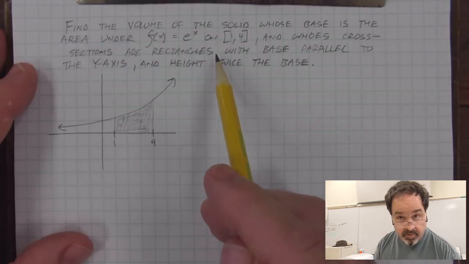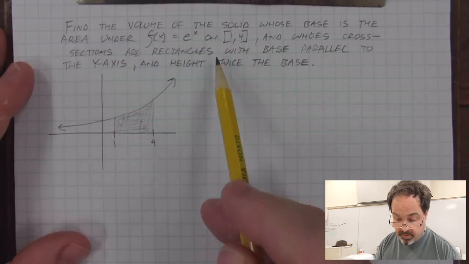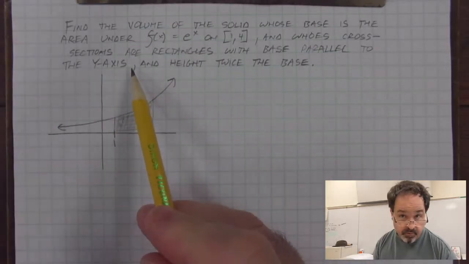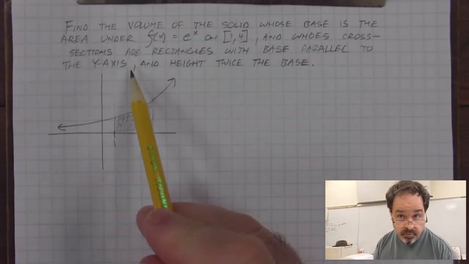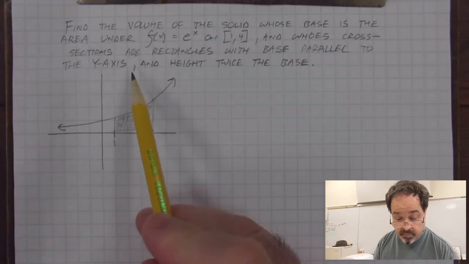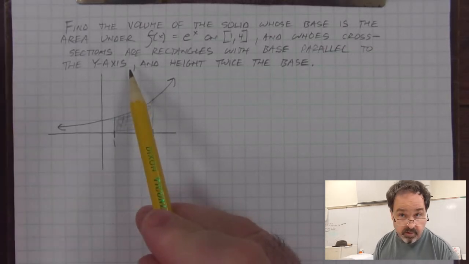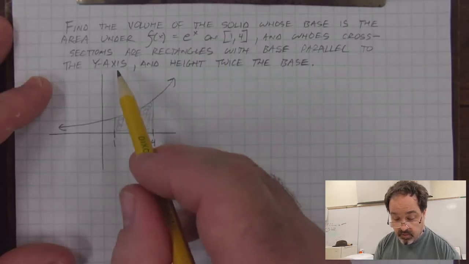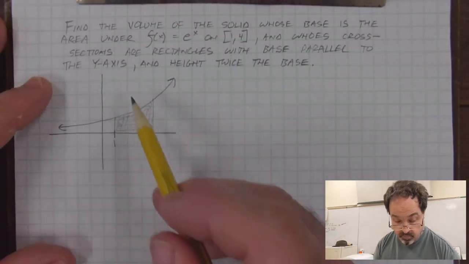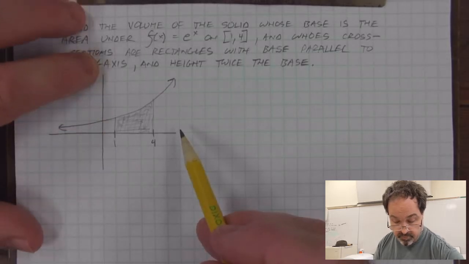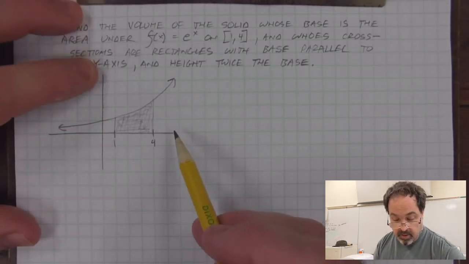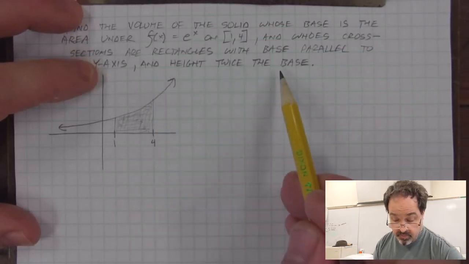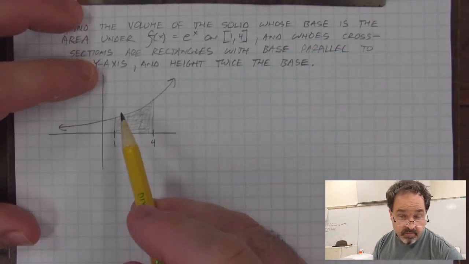And what do we know about that rectangular cross-section? They have a base parallel to the y-axis. Now we're thinking about a rectangle, which is a two-dimensional shape. So the base of a two-dimensional shape is going to be a line, and those lines are parallel to the y-axis. The y-axis, or the vertical axis, is right there. And what else do we know about the rectangle? It has a height twice the rectangle's base.